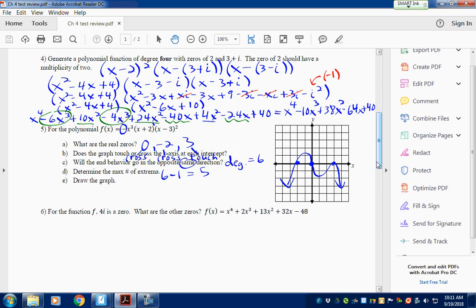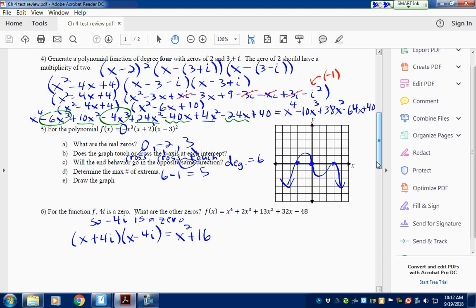All right, now number 6. This is one that's dealing with all zeros, so they could have i's attached. I tell you 4i is a 0, so that means negative 4i is a 0. And so that would mean x plus 4i times x minus 4i is a quadratic that will divide into this. We need this quadratic to divide into this 4th degree polynomial to bring it down to another quadratic. When you multiply these together, you get x squared plus 16. The middle terms cancel out.